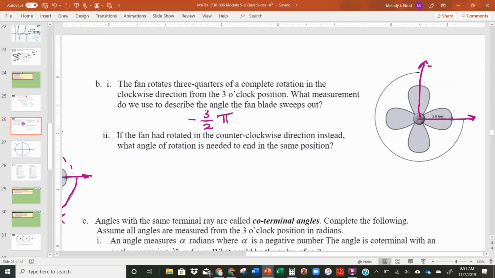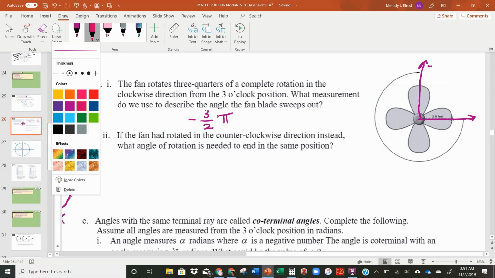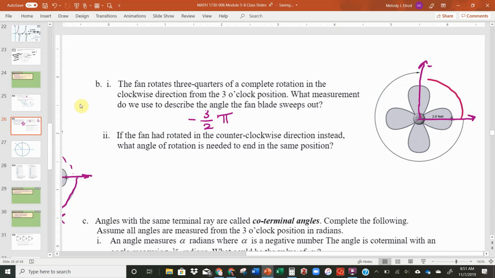On the other hand, if we were to look at that in the other direction, if we were to sweep it out counterclockwise instead of clockwise, what is that angle? The angle of rotation there, because it's in the positive direction, is going to be positive. And we know that's a quarter rotation in the positive direction in order to end at the same place. We're really talking about where the terminal ray is. The terminal ray is here for the negative angle. So how do we get to that same terminal ray from the positive? That's a quarter turn, or half pi.